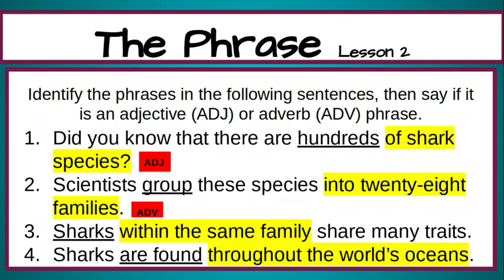Go back to number one and see if you can move around number one. Could I say, of shark species, did you know that there are hundreds? No, that wouldn't make any sense, right? That would be a dangling modifier because you have to have of shark species next to the hundreds. It goes next to the word that it's modifying. It has to go together.